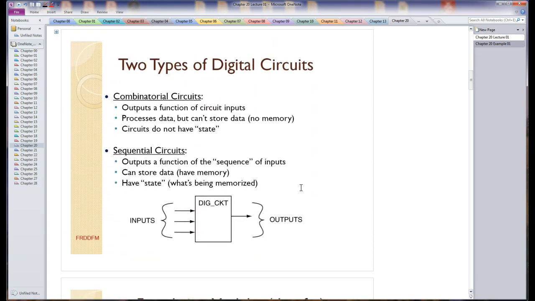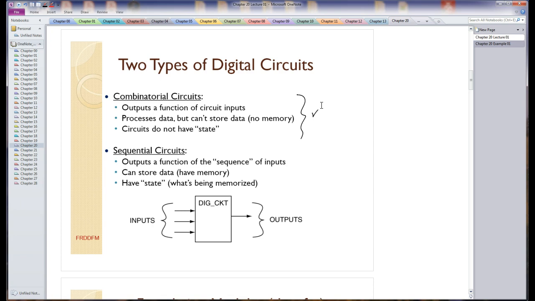As it turns out, there are 2 types of digital circuits out there: combinatorial circuits and sequential circuits. Everything we've been working with thus far has been combinatorial circuits. If you recall, the outputs of combinatorial circuits are a direct function of the input. So these circuits do not have memory. We haven't really dealt with the issue of memory, and because they don't have memory, they don't have state. State is essentially a value that your circuit is memorizing.